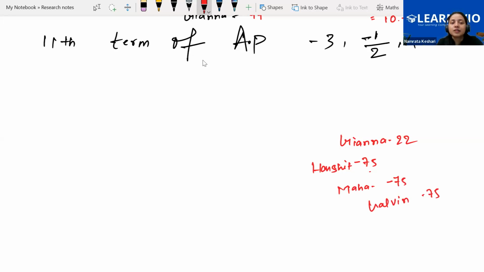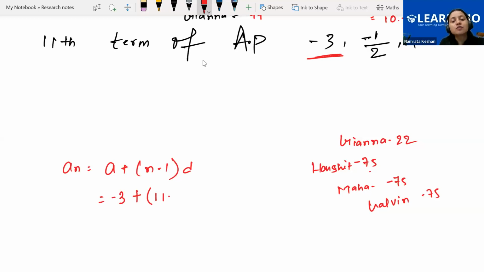Let's check it. First, the one and only formula we have is an is equals to a plus n minus 1 into d. The 11th term we are finding, that means what is sitting at the 11th place. That's called the 11th term. So a is the first term, which is minus 3 in our sequence, and n is 11. So we'll be taking 11 minus 1.